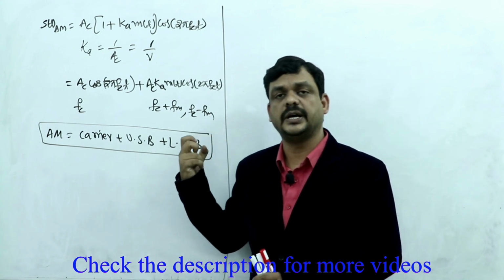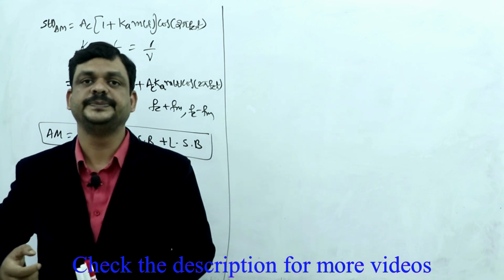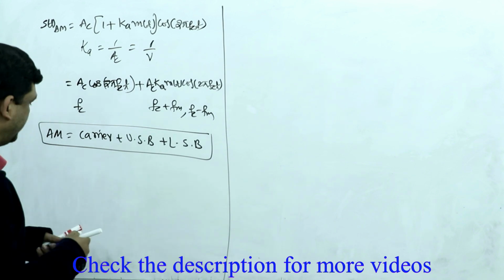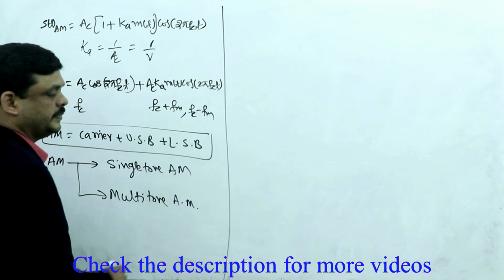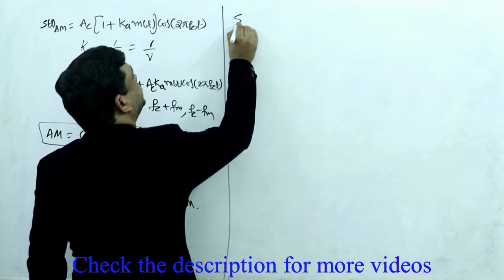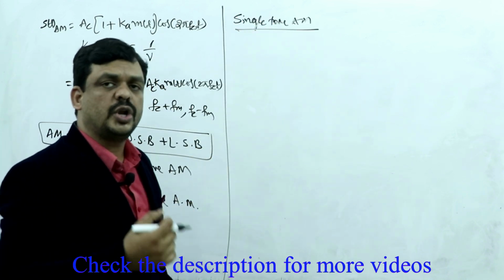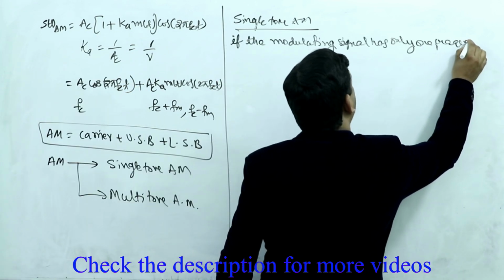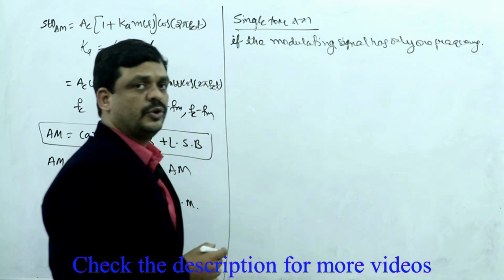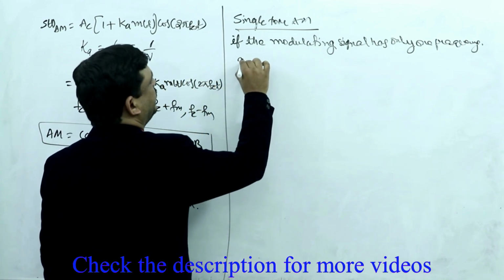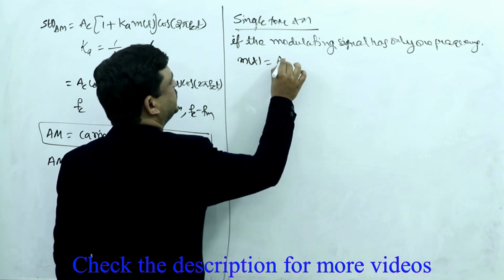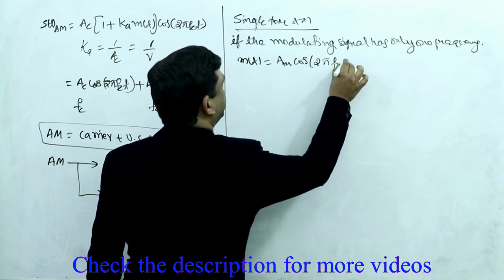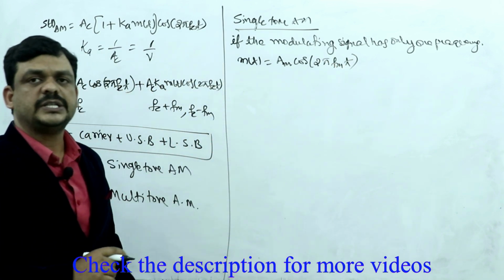According to the number of frequencies in the modulating signal, amplitude modulation is again classified into two types: single tone modulation and multi-tone modulation. Single tone, that name explains that the modulating signal has only one frequency. If the modulating signal has only one frequency, then the modulation process is called single tone modulation. That's why here I am assuming the modulating signal is Am cos of 2 pi fm t.